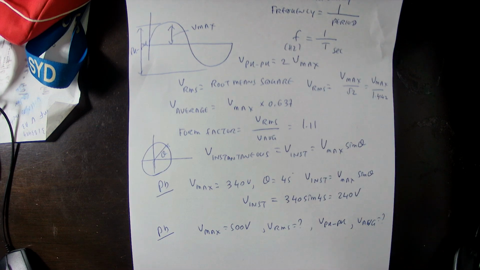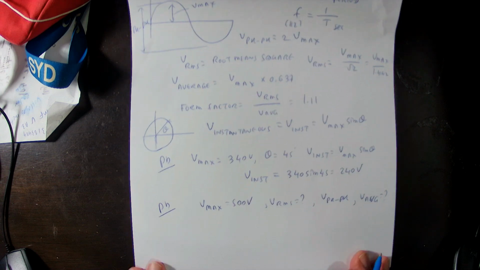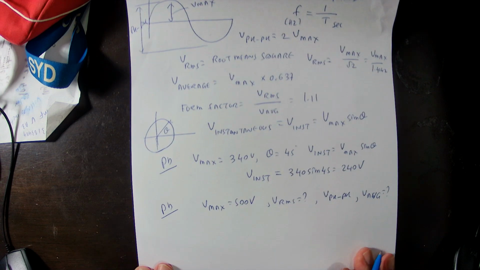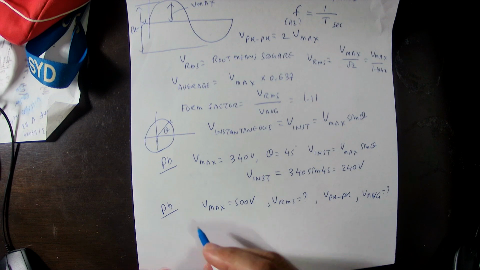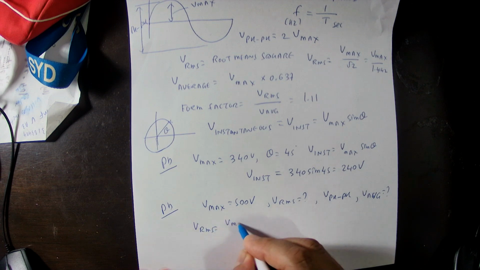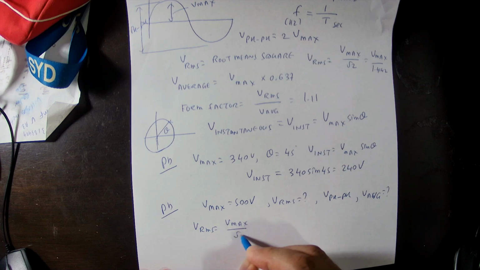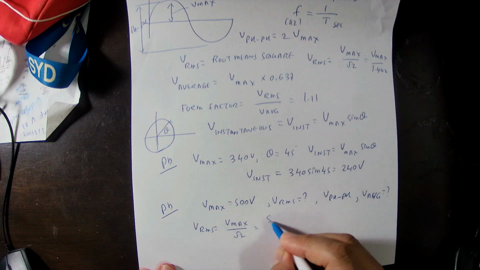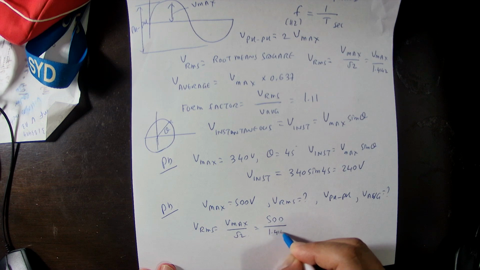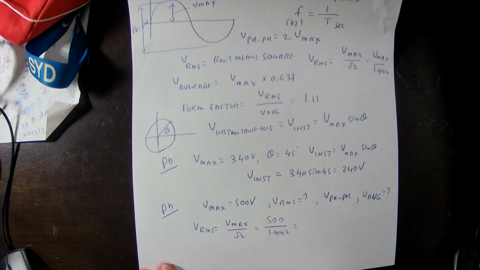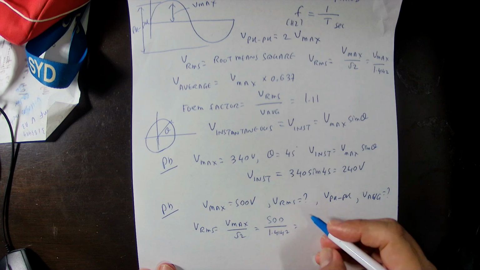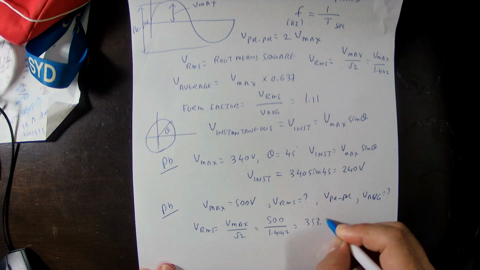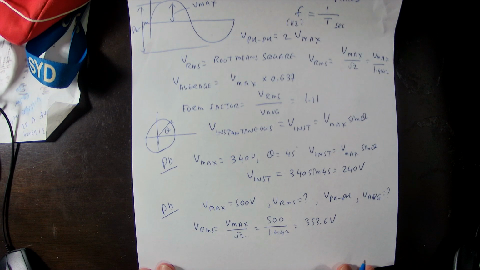We need to calculate VRMS, VP-P, and the average. Firstly, VRMS is equal to V maximum divided by root 2. The maximum value is 500 volts, and root 2 is 1.4142. Therefore, the RMS value is 353.6 volts. So this is the RMS value we can calculate.